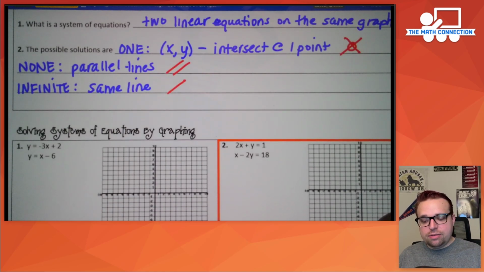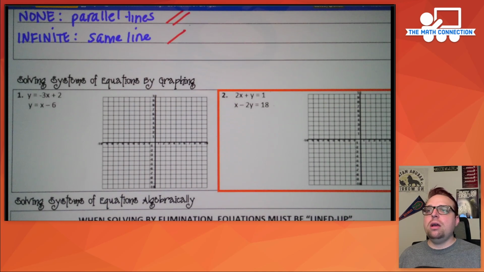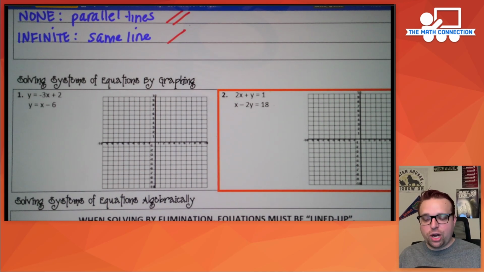All right, so we're going to solve some systems by graphing. I'm going to do one, then you're going to do one. When we solve by graphing, we graph both lines on the coordinate plane and look to see if they intersect, if they're parallel, or if they're the same line, and that's how we know what the solutions are.